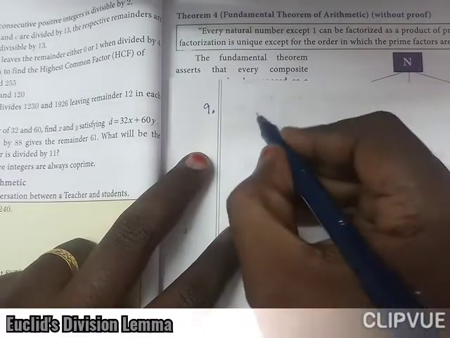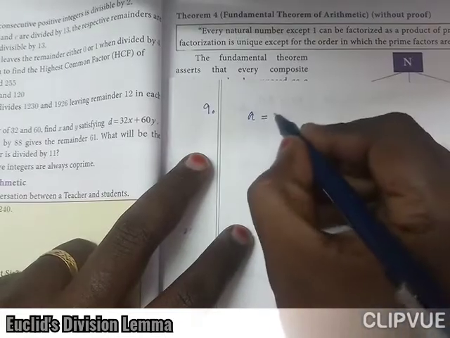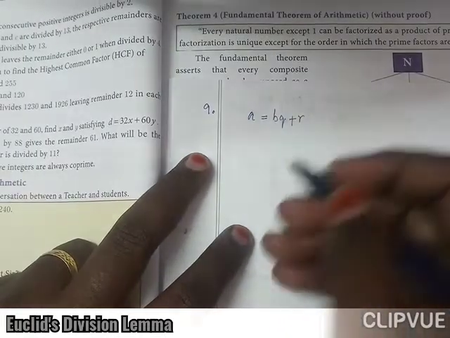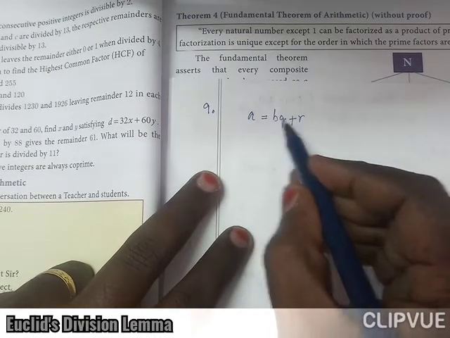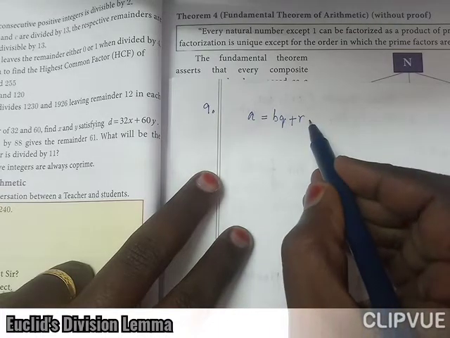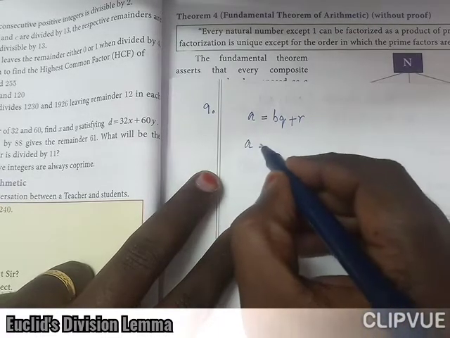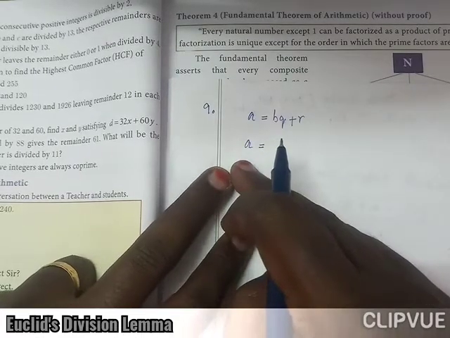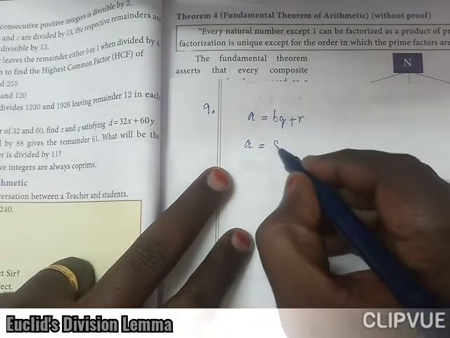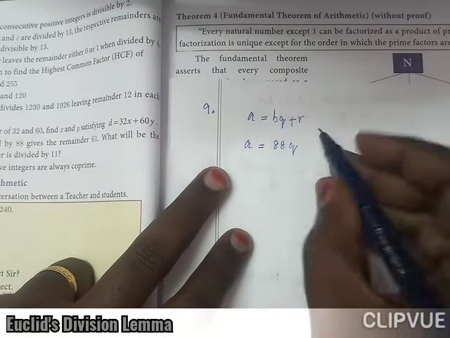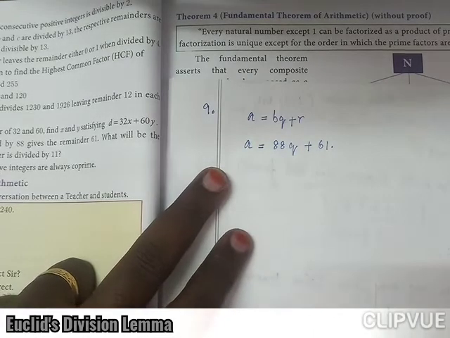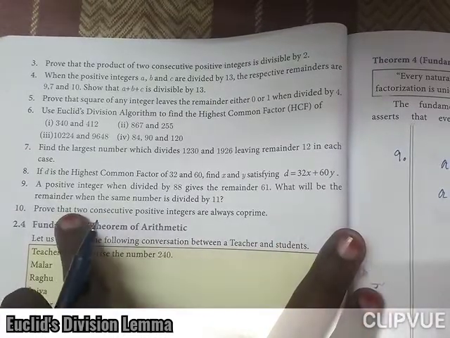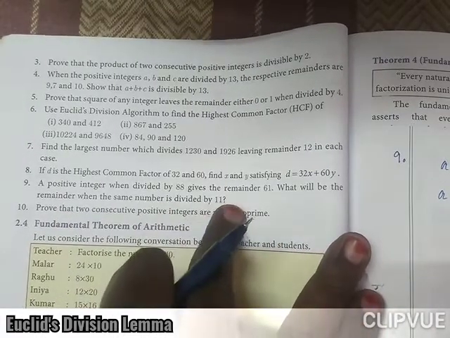Using Euclid division lemma, A equals BQ plus R. You know that B is the divisor, Q is the quotient, and R is the remainder. So a number, we don't know, is divided by 88, the quotient we do not know, but it leaves a remainder 61. Listen, what will be the remainder when the same number is divided by 11?